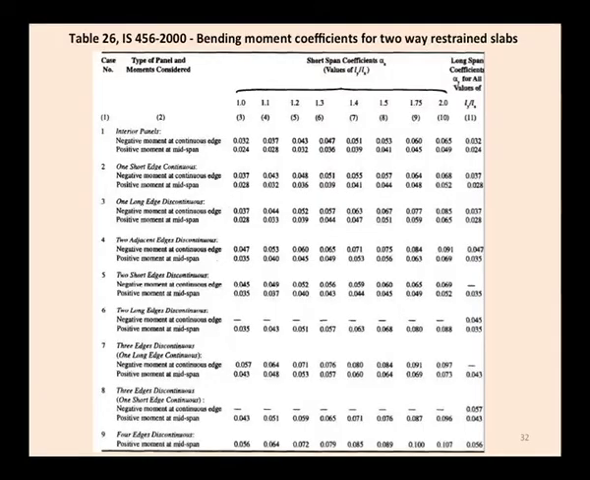And this is Table 26 which is given in IS 456 for the restraint slab, which has adequate provision to resist torsion. Here the condition given in the problem is one long edge discontinuous, so it is the third case. Using this, we are going to find the respective moment coefficients for the x direction as well as the y direction for negative as well as positive bending moment. Using the bending moment, we are going to find the effective depth of the slab as well as the reinforcement required for it.